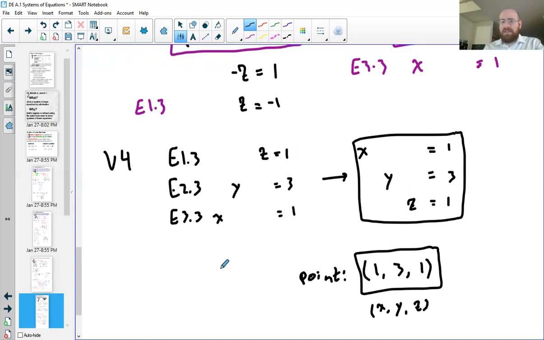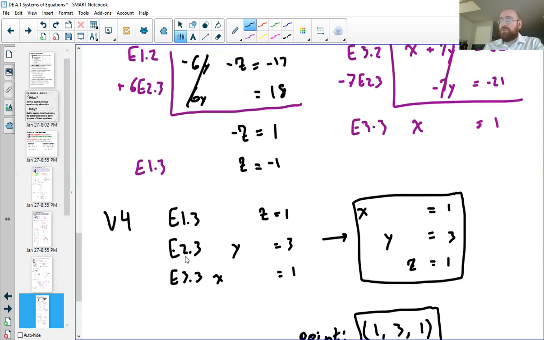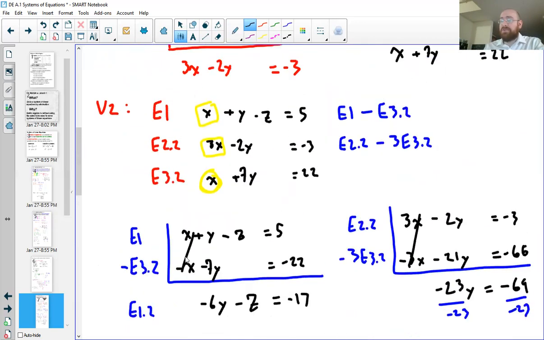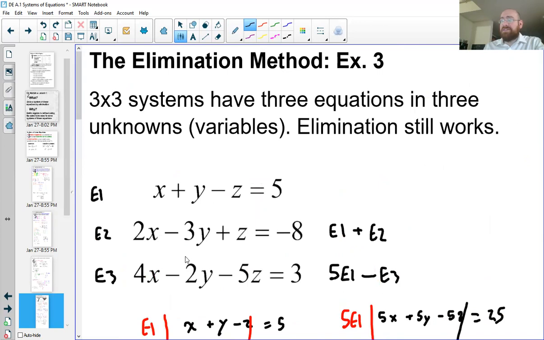And so with this, this is pretty much everything there is to show you for this first system or first lesson on solving systems of equations using the elimination method.